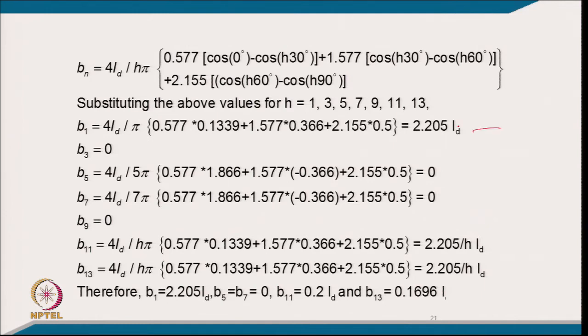So, you will find the fundamental is of this order in terms of the DC link current, and then the third is not there, the fifth is also 0, the seventh is also 0, the ninth is also 0, the 11th will be there, and that will be the fundamental divided by h, that is, like 11 here. Similarly, your 13th will also be like this. So, you will find the lowest harmonics will be 11 and 13, of this much order, that is typically 0.2 into ID, and this will be even further reduced.